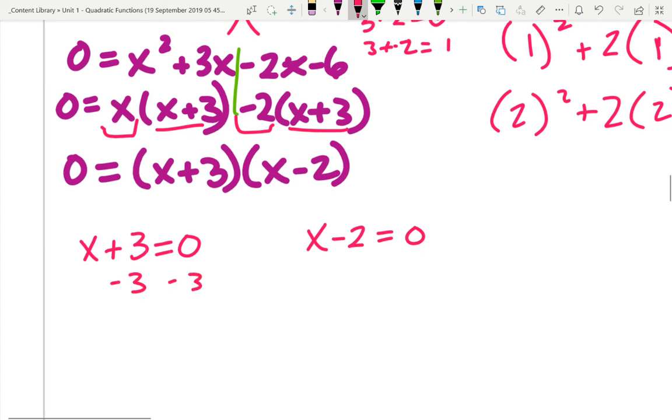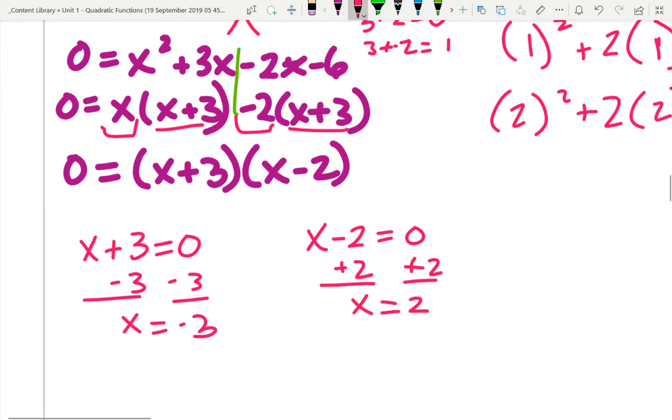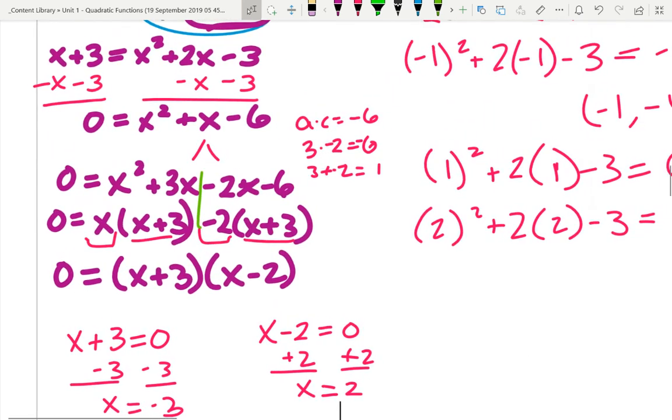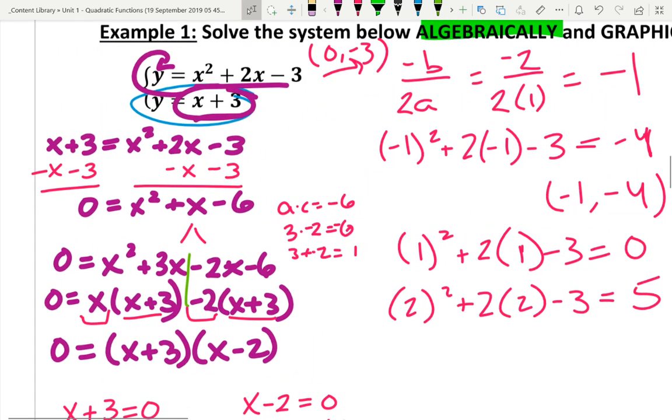And when I solve each one of these, I get x equals -3 and x equals 2. So it's looking good so far. This looks like it might match my points, but I won't know until I actually check the y values. So I would be plugging both of those x values in to find the corresponding y value.